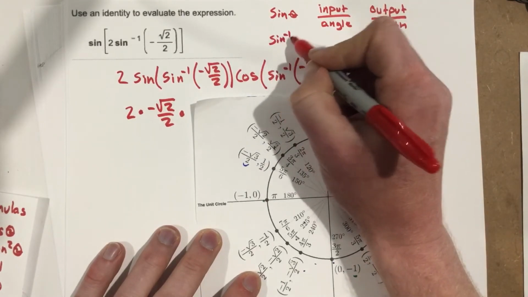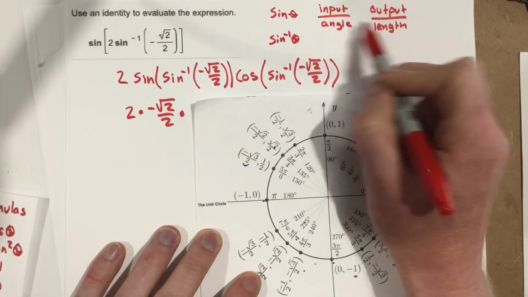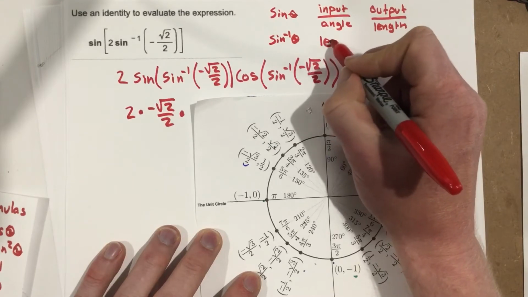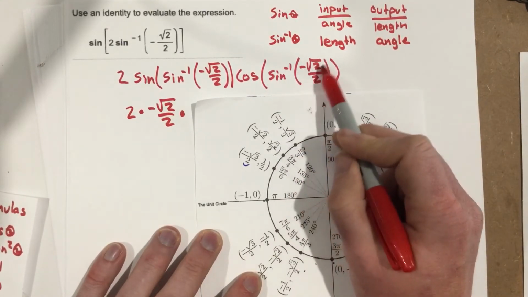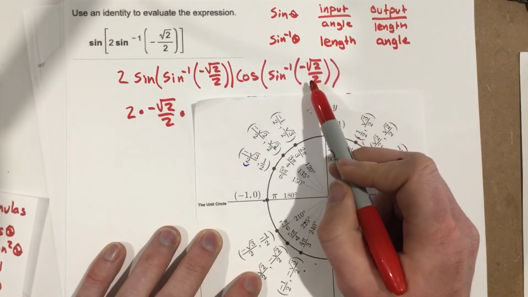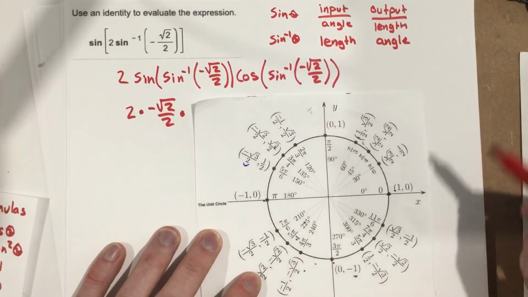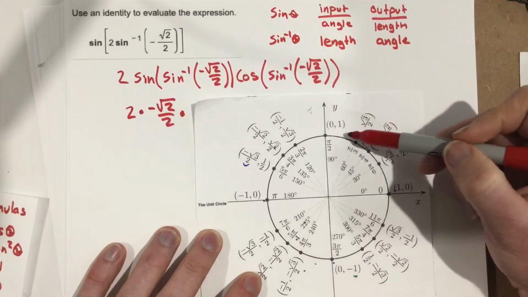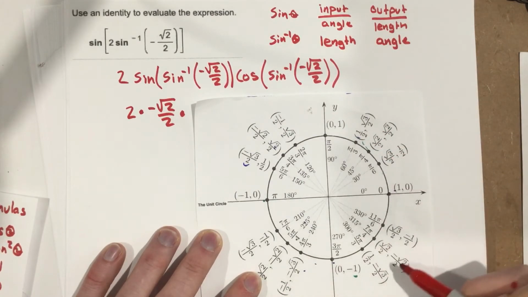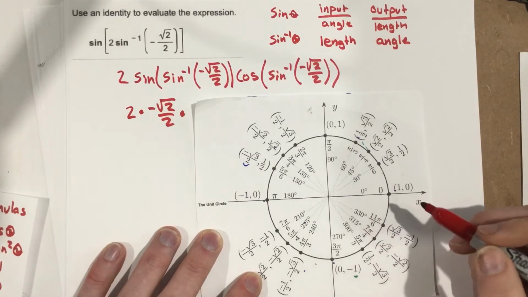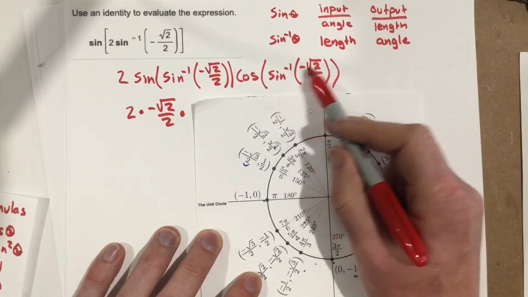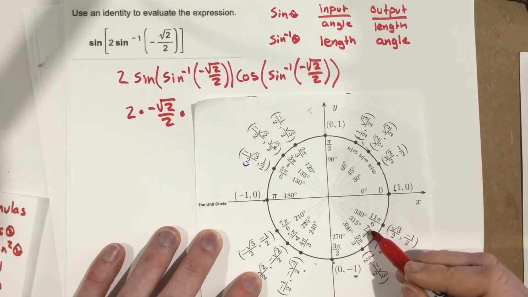Sine inverse, remember inverses from chapter 4, the domain and range switch. So the input now is the length, and the output is the angle. So when you see sine inverse of negative root 2 over 2, it's telling you: go find the angle for that length and the angle for sine. So we go to negative root 2 over 2, and sine inverse is only defined in quadrant 1 and quadrant 4. So we can see that negative root 2 over 2 for sine is at 7 pi over 4, or 315 degrees. So we're going to use this 7 pi over 4 radian as our value here. So sine inverse of negative root 2 over 2 is 7 pi over 4 because that's the output angle.